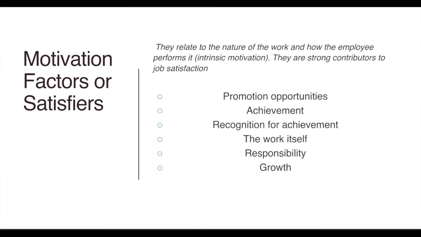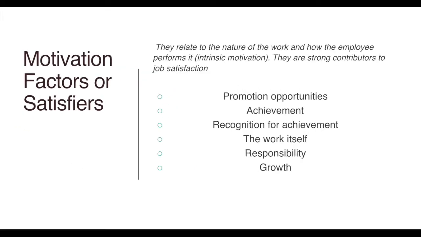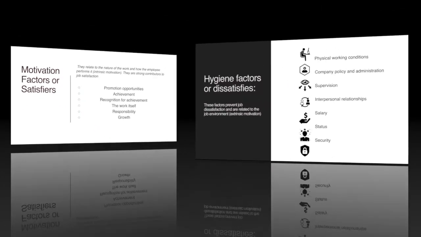The first category in Herzberg's theory is motivation factors, or satisfiers. They relate to the nature of the work and how the employee performs it. These are intrinsic motivation. Some of them are promotion opportunities, achievement, recognition for achievement, the work itself, responsibility, growth, etc.